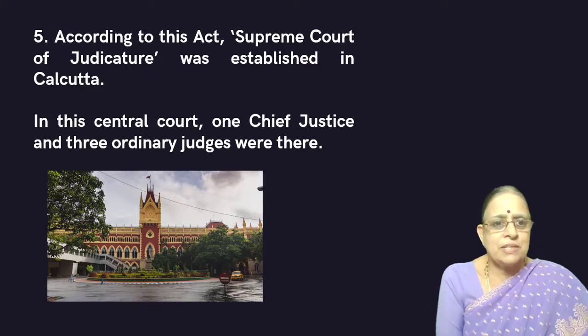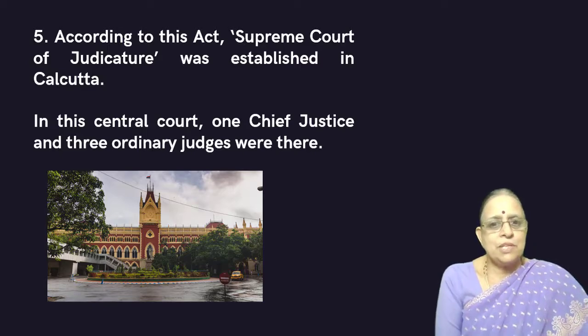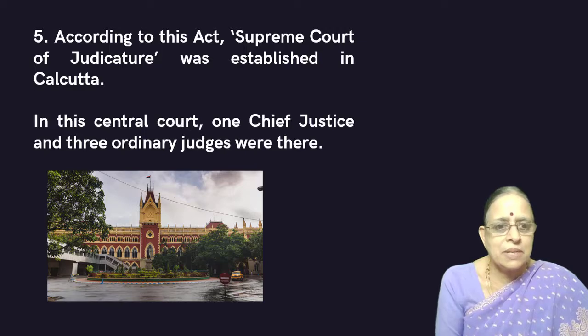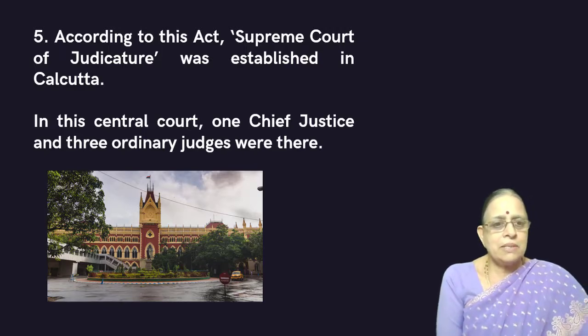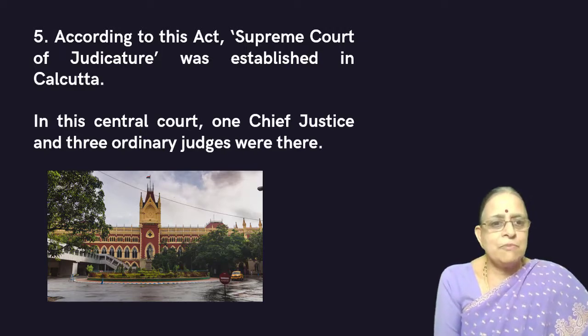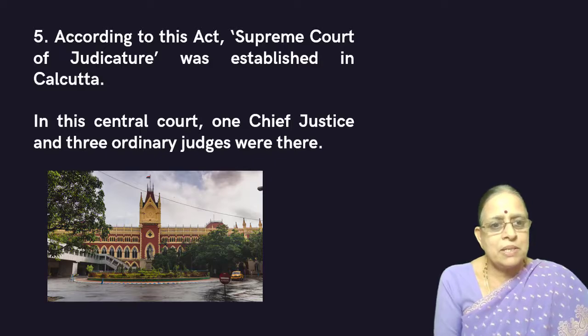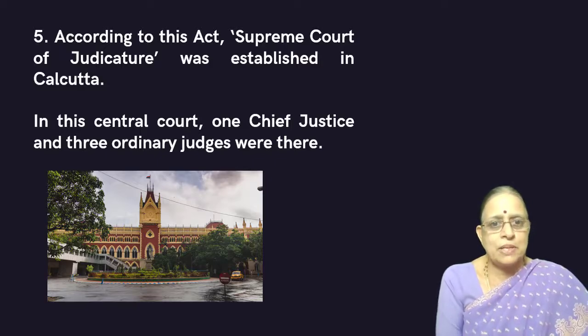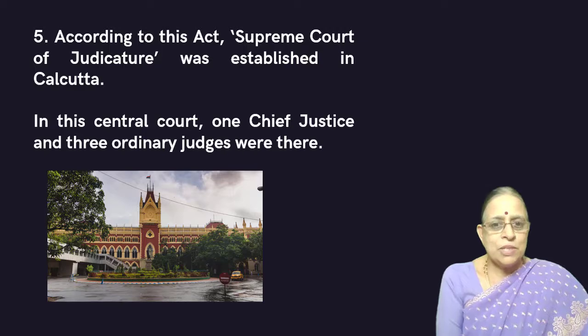One Chief Justice and 3 ordinary judges were there. Even today, one Chief Judge will be there, and under him there will be many judges. Now the numbers are increased, of course, but this type of judicial system we have borrowed from the British rule. In this Central Court, that means Supreme Court, there was one Chief Justice and 3 ordinary judges.